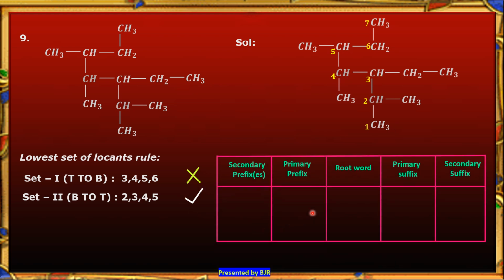Now root word is hept, primary suffix an, secondary suffix e, and the substituents are methyl and this one is ethyl group. Okay, and we have to write the name as per the alphabetical order. Ethyl group comes first, so 3-ethyl-2,4,5-trimethylheptane. Okay, so 3-ethyl-2,4,5-trimethylheptane.